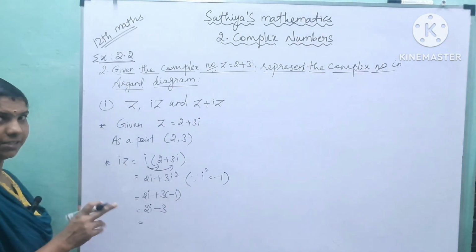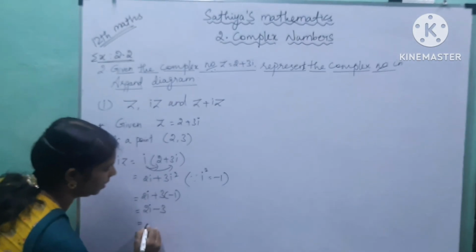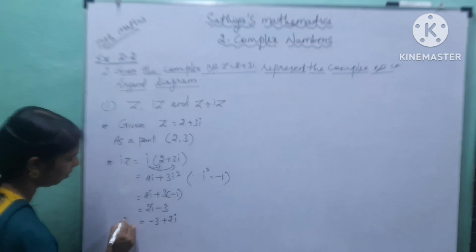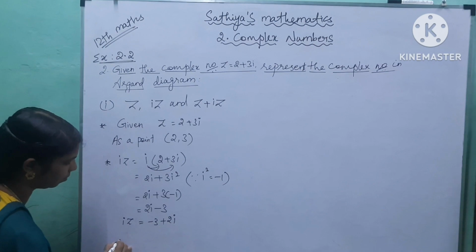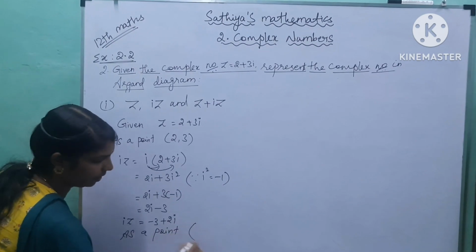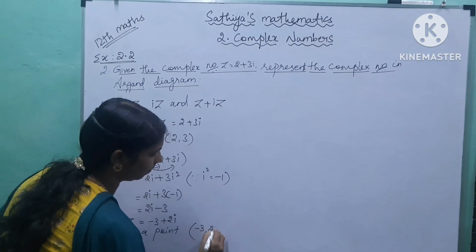But as a standard form, how should it be? Real part first, then the imaginary. So minus 3 at first, then plus 2i. This is the standard form, and we should never forget this form. Then as a point, how can we write it? Real part comma imaginary part, minus 3 comma 2.